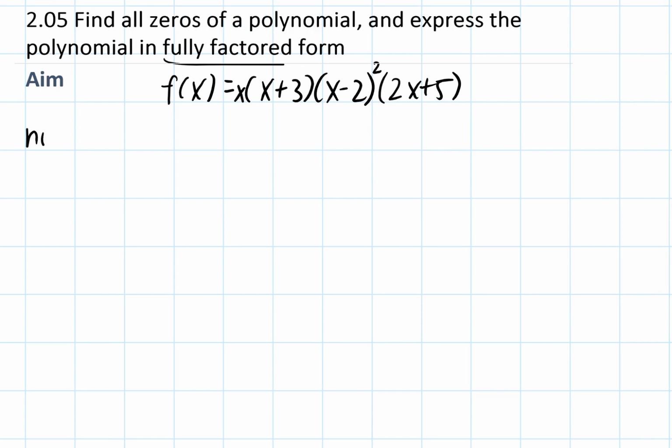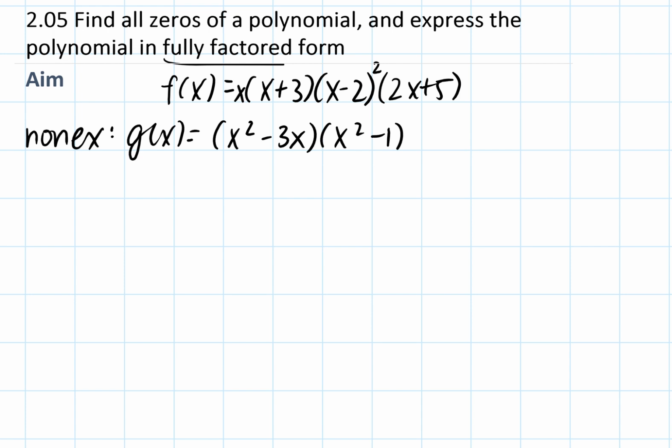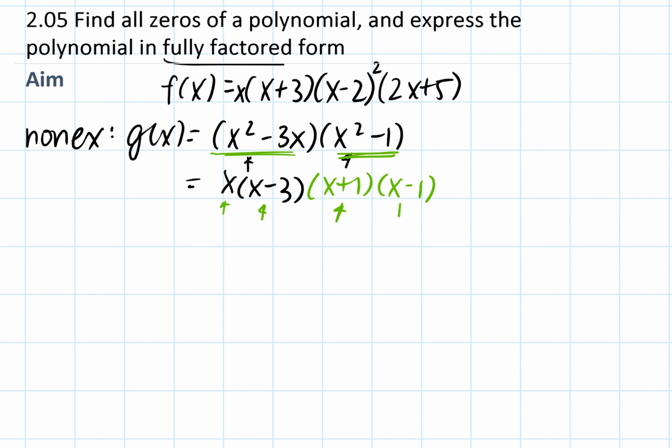A non-example of fully factored form would be something like g of x is x squared minus 3x times x squared minus 1, because you've got these quadratic factors. So you'd have to keep factoring it. It would look like x times x minus 3, I'm taking what they have in common out, times x plus 1, x minus 1. I'm just factoring this difference of perfect squares. Now this would be fully factored because every one of these factors is linear. It's in the form mx plus b.